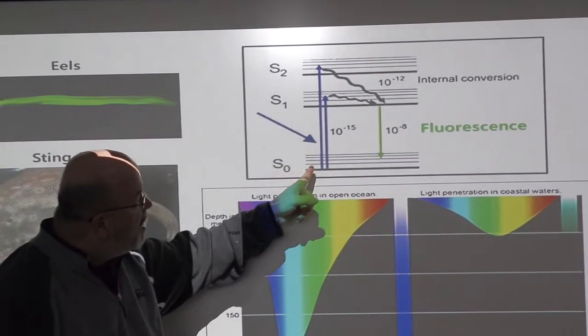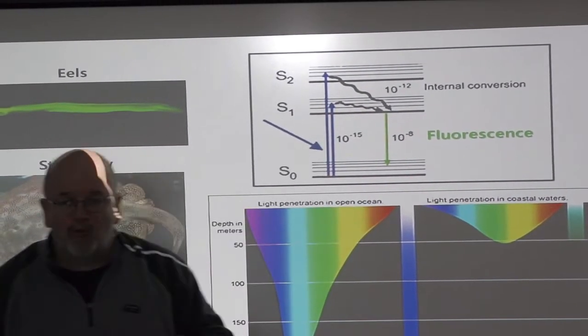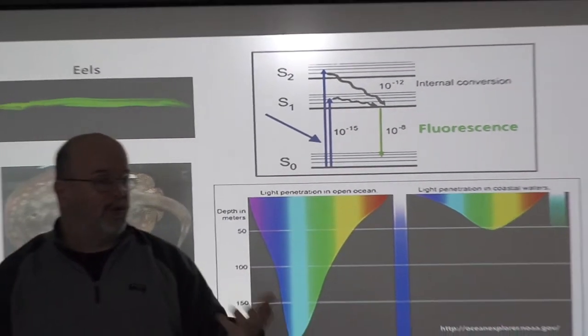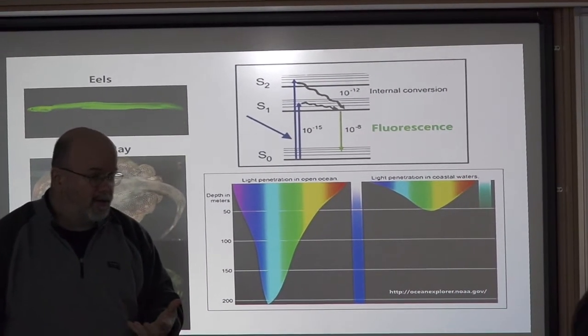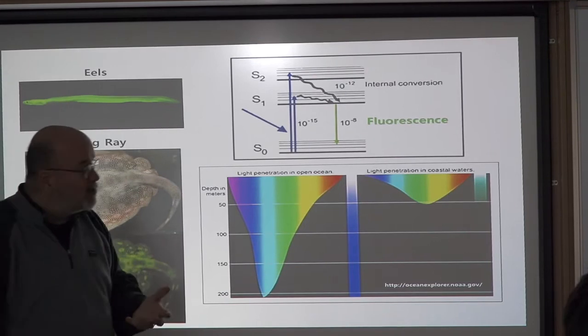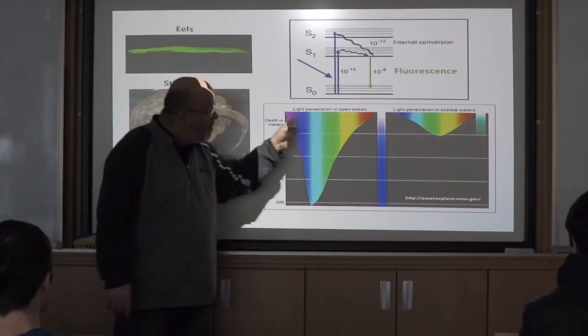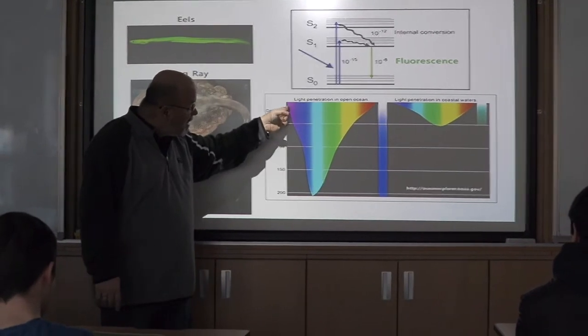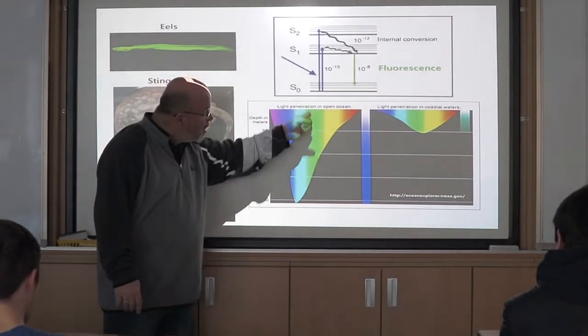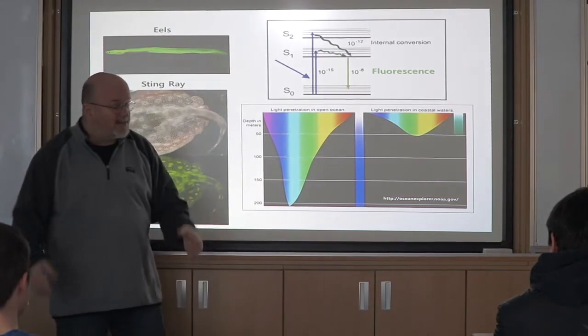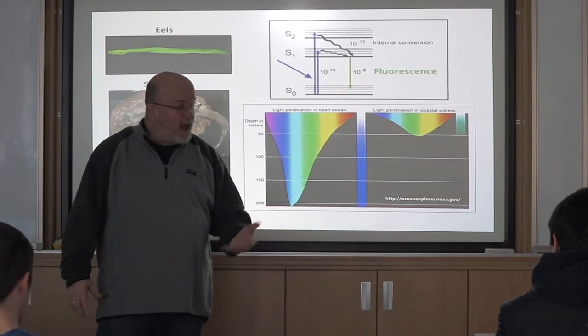Now let me ask you, based upon the sizes of these bars, which one do you think is more energetic, the blue or the green? The blue. The blue is more energetic. Which light is more energetic, the blue or violet, green or red? Which one has more energy? How do you know that?